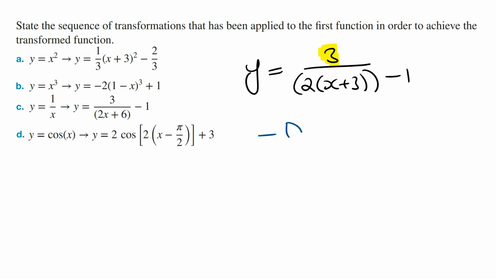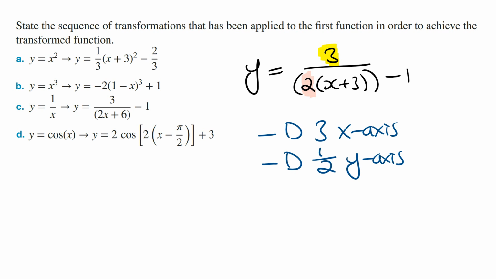And so reading the transformations, the 3 is outside the function. And so this means we're going to dilate the original function by a factor of 3 from the x-axis. The value of 2, this is inside the function. And so this is going to dilate the original function by a factor of 1 on 2 from the y-axis. The +3, this means we're going to translate the original function 3 units to the left. And then the -1 means that we're going to translate the function 1 unit down. And so for part C, we've got 4 sequences of transformations that we would need to state.